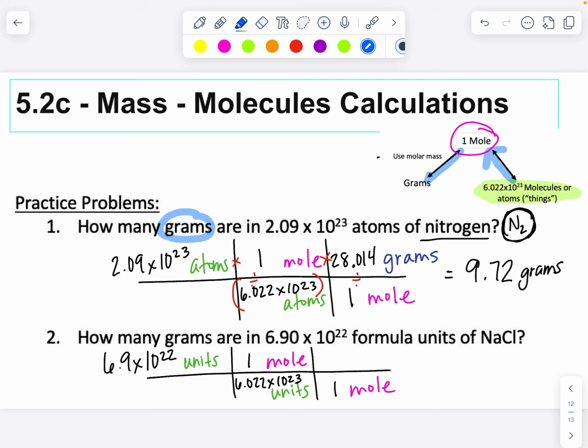And then I'm going to follow my map to grams. So my last unit that I'm going to write down is grams. If you're using your cards, which I suggest you do, this will be a lot easier because you will run out of cards and you won't be able to put them in the wrong spots.